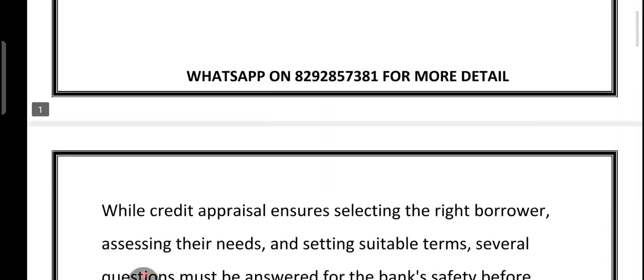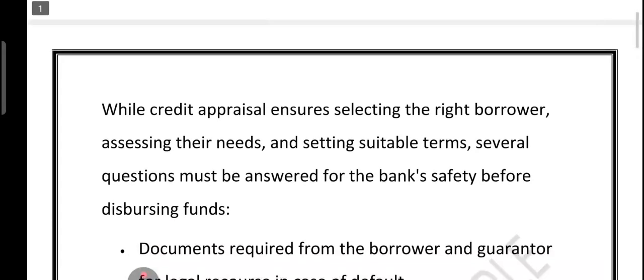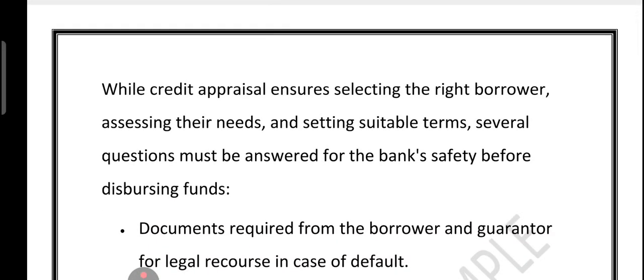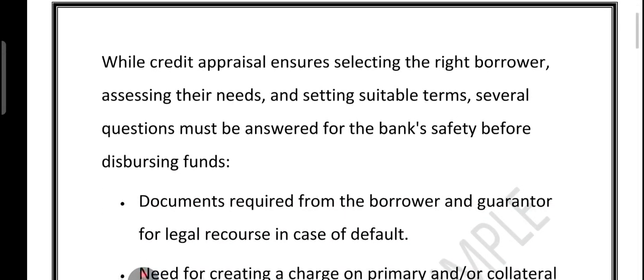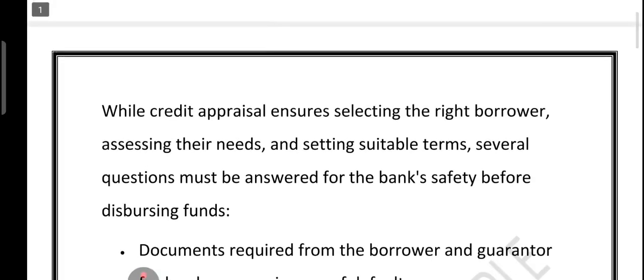So friends, ever wondered what happens after a bank decides to give out a loan? It is not just about approving the amount. There is a whole behind the scene checklist that banks must follow to keep themselves safe. Let's decode this in a super simple way. First of all, we have the introduction, that is disbursing the credit the right way.